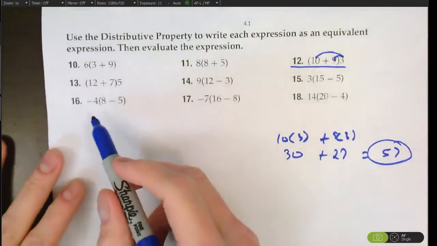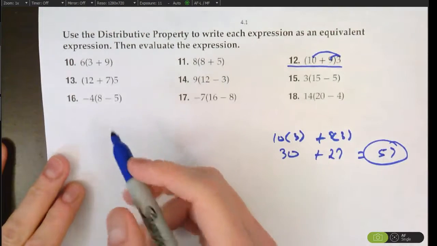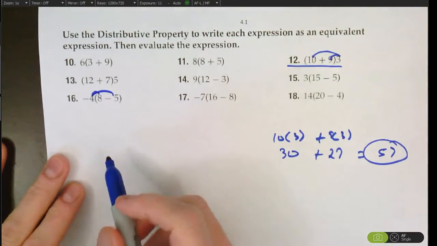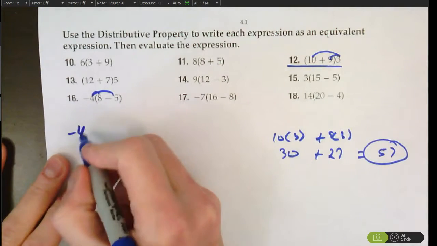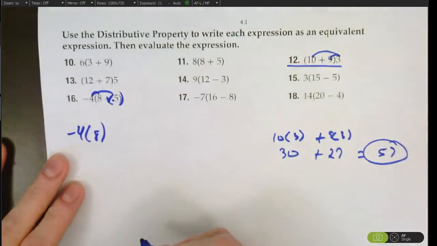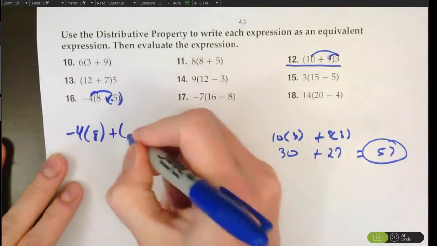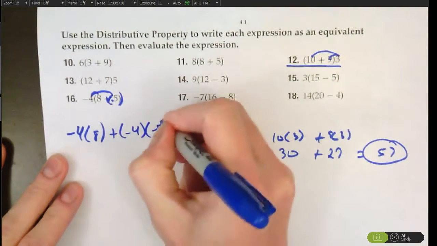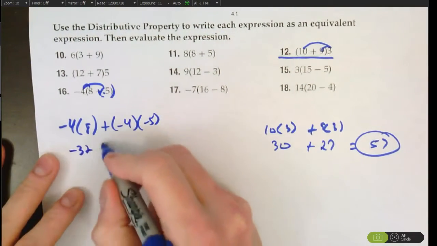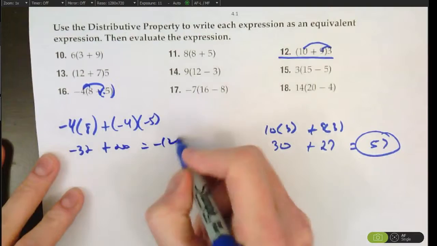Now, for something like number 16, this is the one where people make mistakes. It's a left-hand distributive, so you're going to distribute the -4 to both of those. To be -4 times 8, and then what I like to do is give the negative to the 5 and make it plus -4 times -5. So make it addition. And what that does for us then is it gives us -32 plus 20, which is -12.